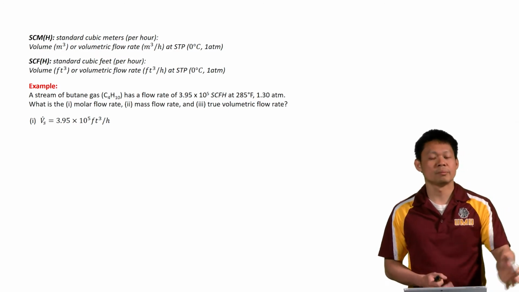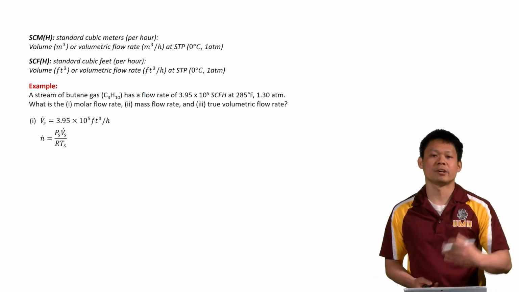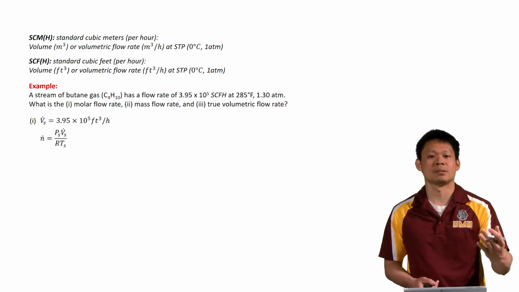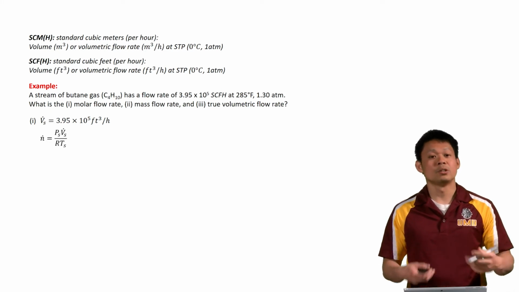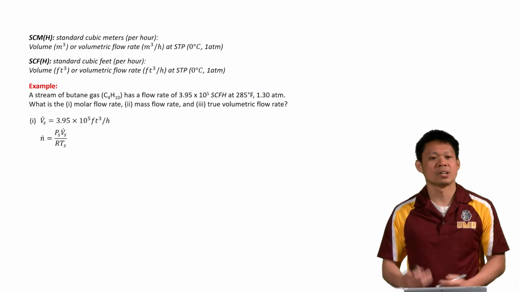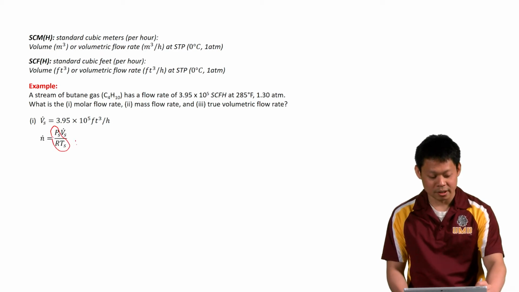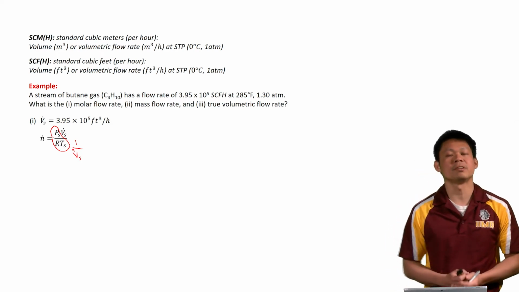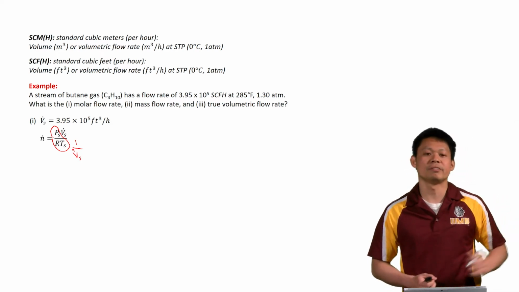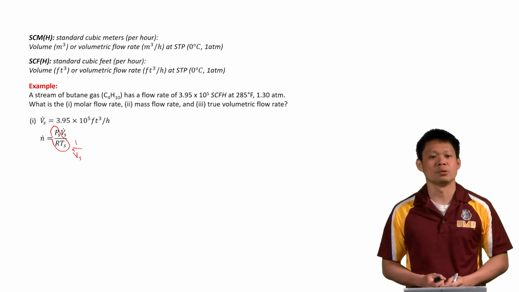To convert from volumetric flow rate to molar flow rate, we can use our ideal gas law. In this case, the temperature and pressure are just the standard temperature and standard pressure. We could put in 1 atmosphere and 0 degrees C, plug and chug, and get the value. Or you can do a shortcut and recognize that this quantity right here is essentially 1 over V hat S, the specific molar volume at standard conditions, the 22.4 liters per mole, or you have those different values in different units.